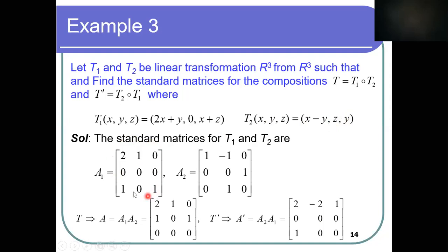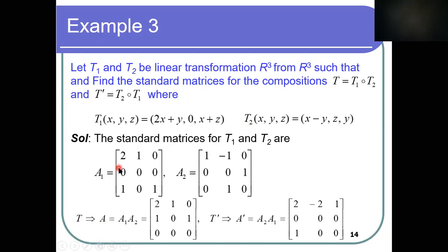So the matrix of transformation is: the coefficient of x is 2, y is 1, and z is 0. In the next row, all the coefficients are 0. In the third row, the coefficient of x is 1, the coefficient of y is 0, and the coefficient of z is 1. Corresponding to T1, A1 is the matrix of transformation, and similarly A2 is the matrix of transformation corresponding to linear transformation T2.